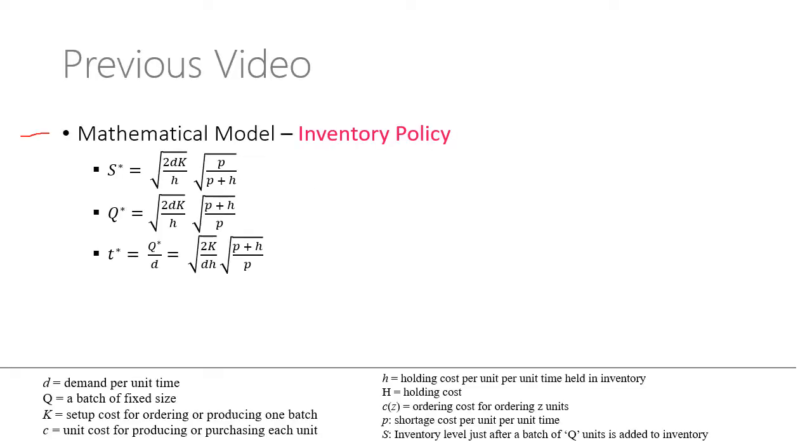In the previous video, I developed a mathematical model when we allow shortages into our EOQ model, and this model gave us this inventory policy which tells us what should be the inventory level just after the Q units arrive at the premises of the company. Then the order quantity, or the number of units that must be ordered every time the company places an order. And finally, the time interval between the subsequent replenishment of orders.